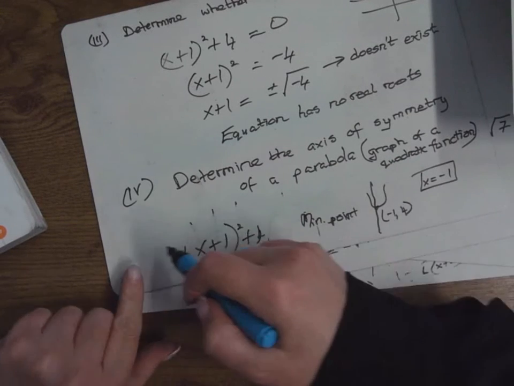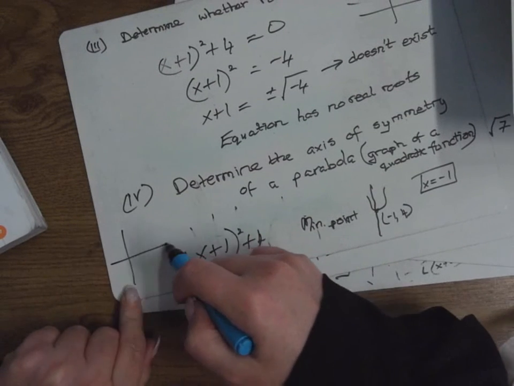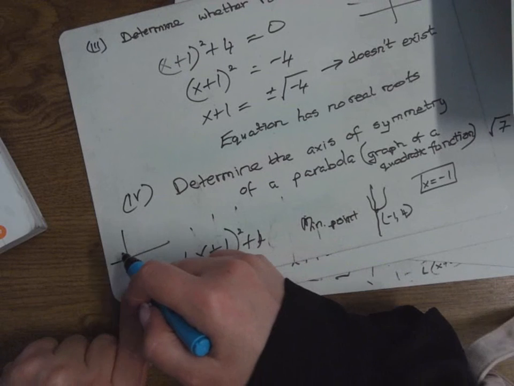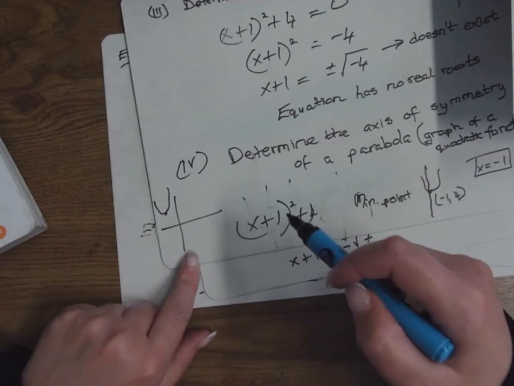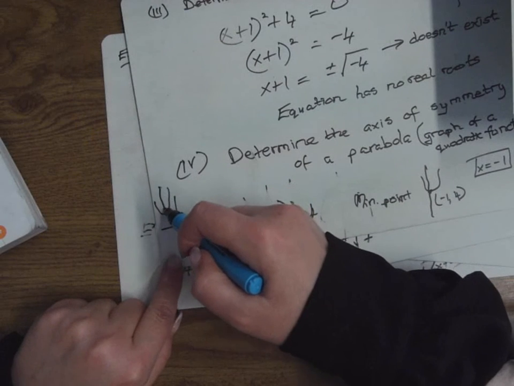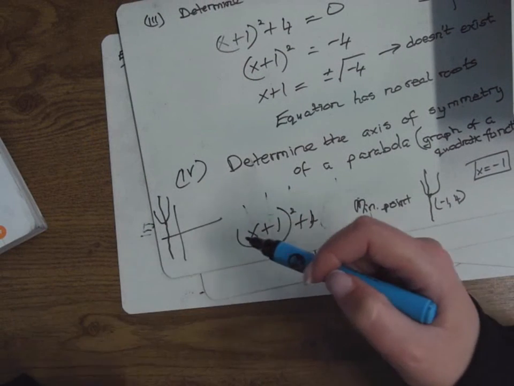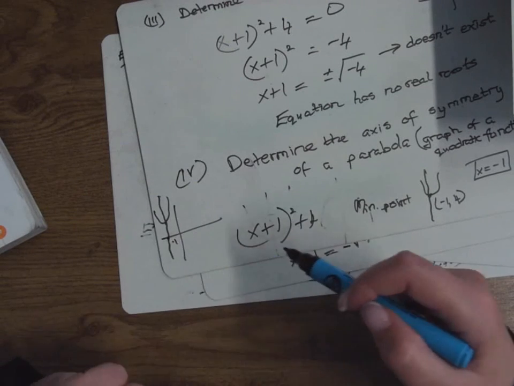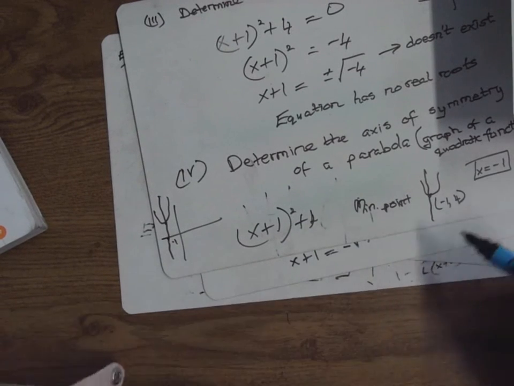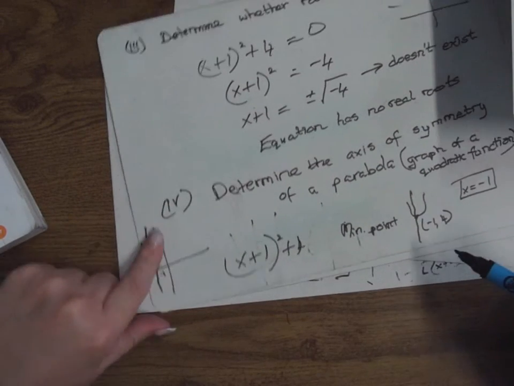If you were to draw that out properly, (-1, 4) would be over here, so it would look like that, and the axis of symmetry would be straight down the middle there. So that's the line that always goes through x is -1, and it's just called x = -1. Is that alright?